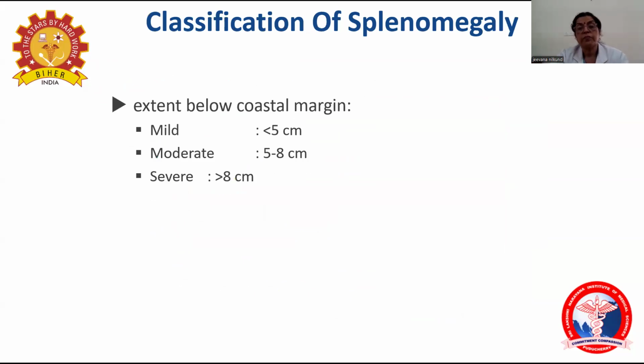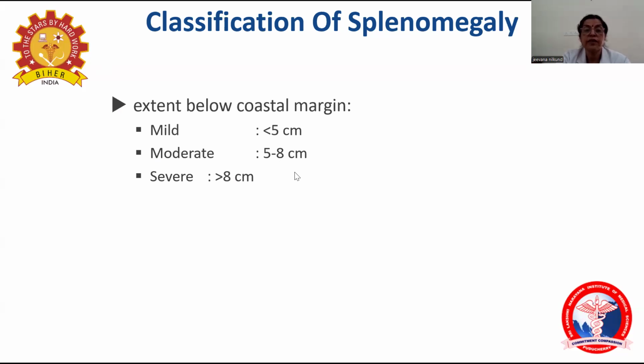Related to the tracing of the spleen. Now, spleen can be enlarged and it has been classified based on the size, based on its extent below the costal margin. It is called mild splenomegaly if the spleen is less than 5 centimeters below the costal margin. If it is between 5 and 8 centimeters, it is moderate splenomegaly.